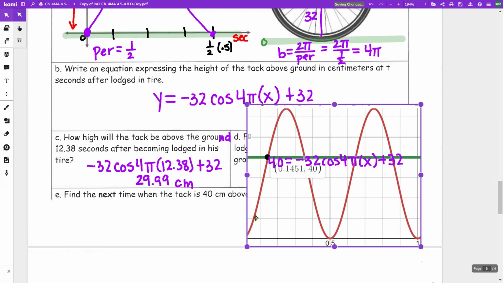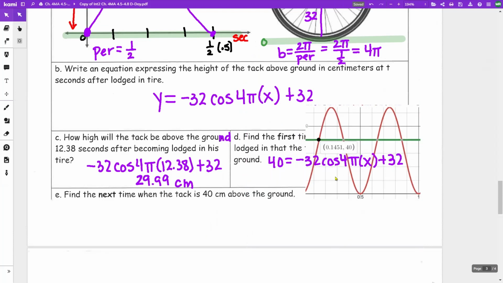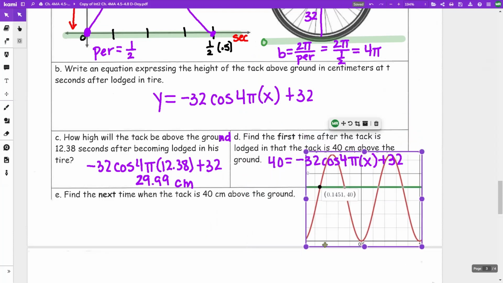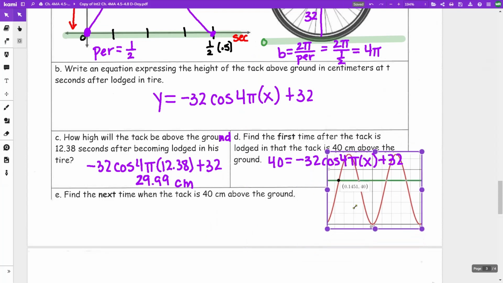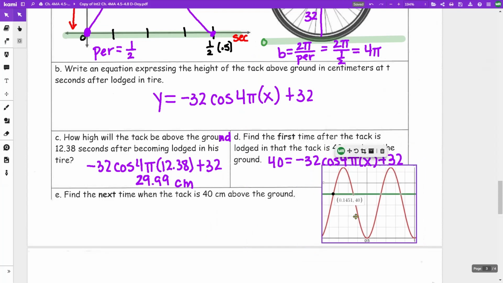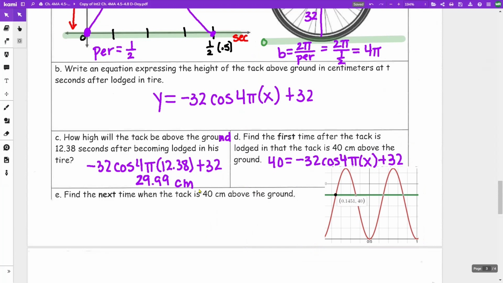So we wanted to figure out when it was 40 above the ground the first time. So 40 above the ground the first time was 0.1451 seconds. Now find the next time when the tack is 40 above. So the next time is going to be here.